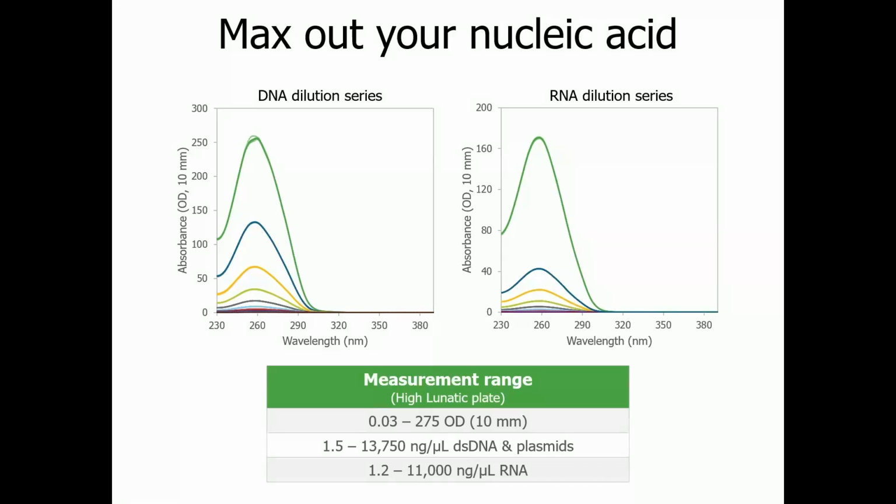High Lunatic plates have a dynamic range from 0.03 OD to 275 OD and are suited for extremely high concentrations, while standard regular Lunatic plates max out at 40 OD, which is equivalent to about 2,000 nanograms per microliter of double-stranded DNA. Either one of these two plate types can run on any Lunatic without any additional software or modifications, and you get to pick which one will best suit your needs.